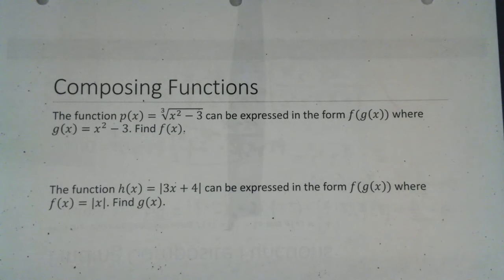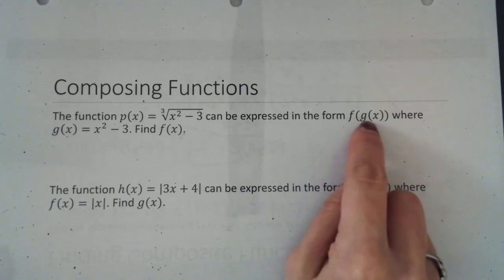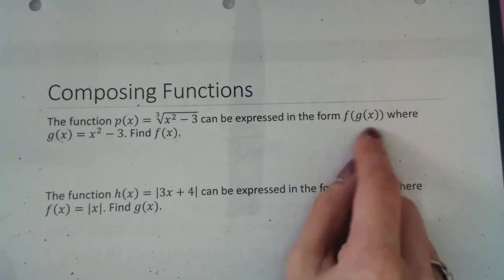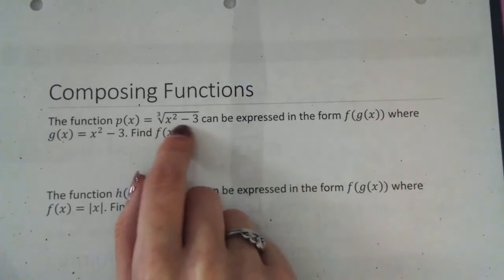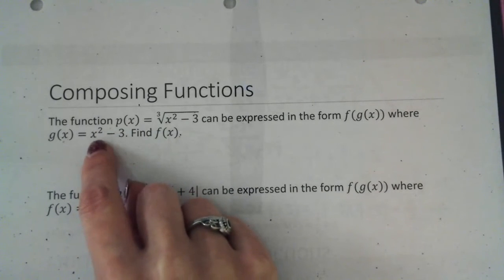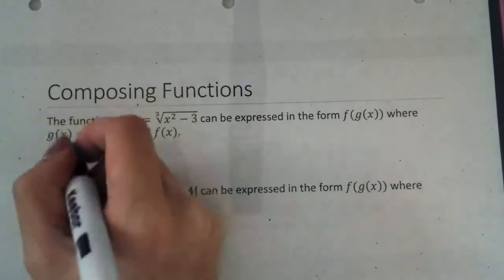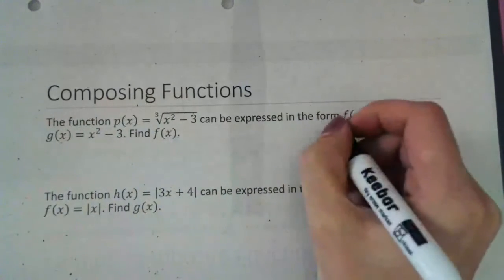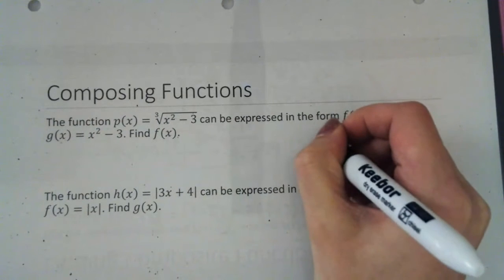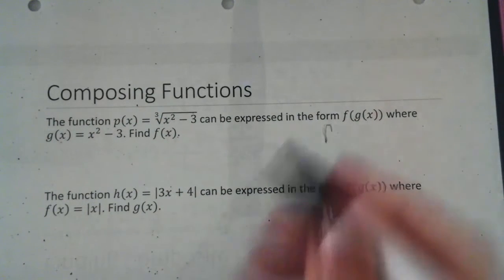So what we're doing is trying to figure out if we plug g of x into some function f, we should get this out. We already know what g of x is. We know we are plugging in x squared minus 3 into this function f. So since we know what g of x is, I know that my black marker is not happening. Let's try the other one.